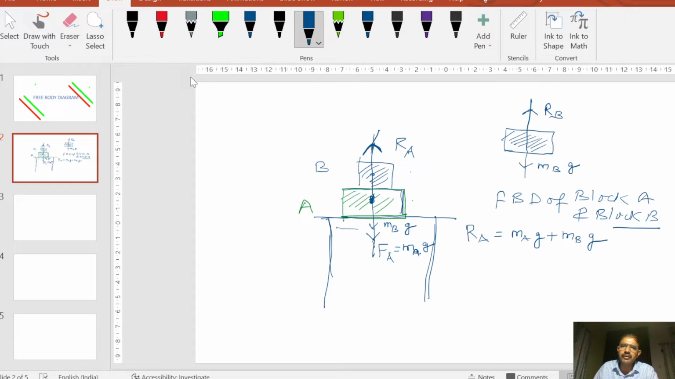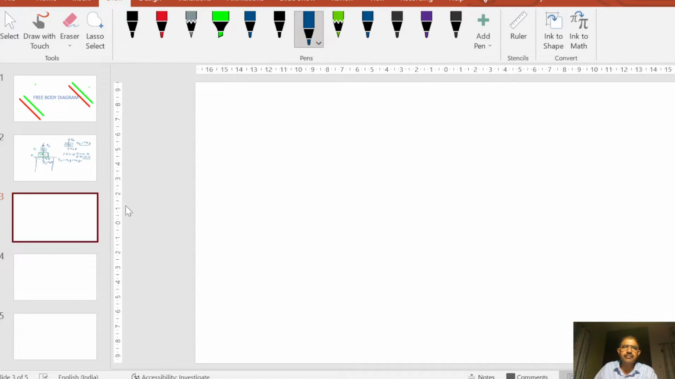One force is provided by the earth, that is pulling block B by a force which is equivalent to its weight, and the second force is provided by block A on block B, and that is RB. So now the equation will become RB equals M into B into G. This is one of the examples I took of a free body diagram.